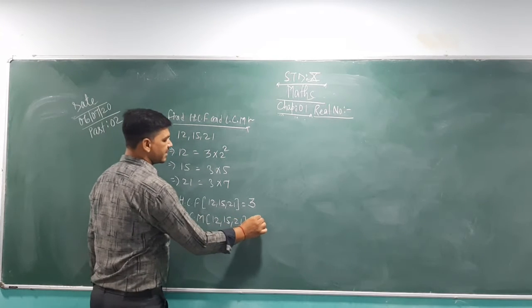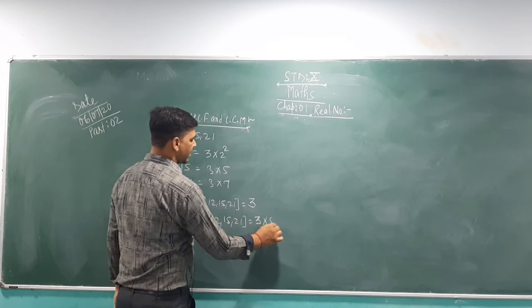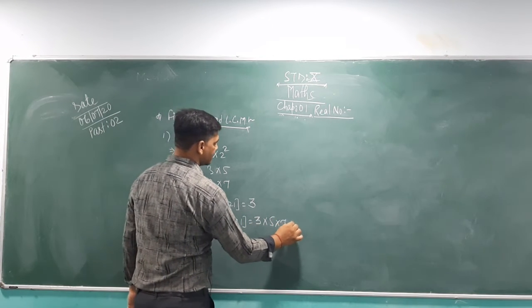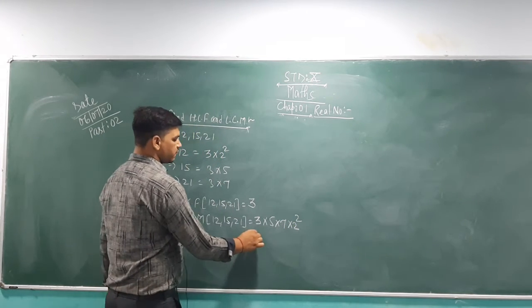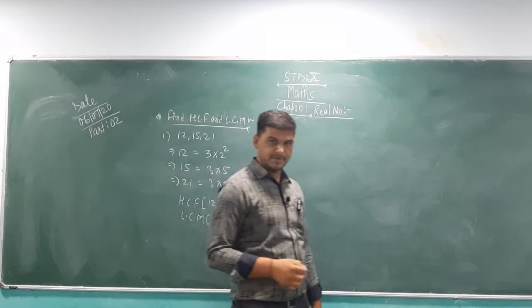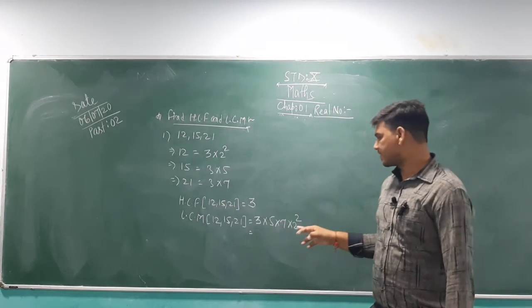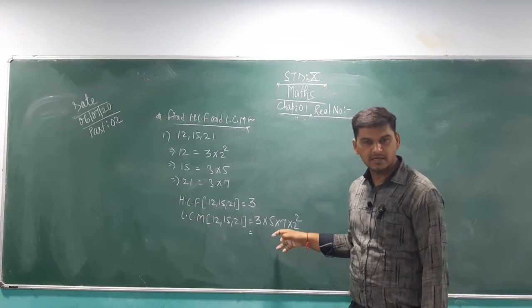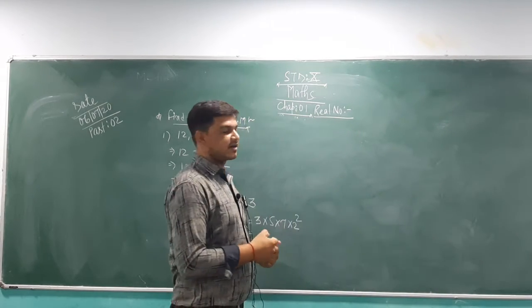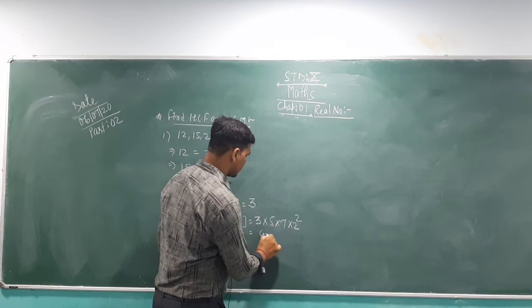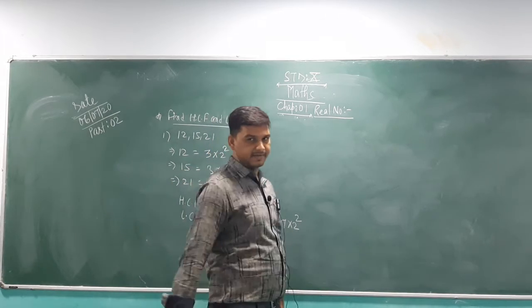So 3 is the common factor in which all the terms appear: 5 into 7 into 2 raised to 2, right? 5 threes are 15, okay? 15 sevens are 105, and 105 into 4, since 2 raised to 2 is 4, is 420. So the LCM is 420.